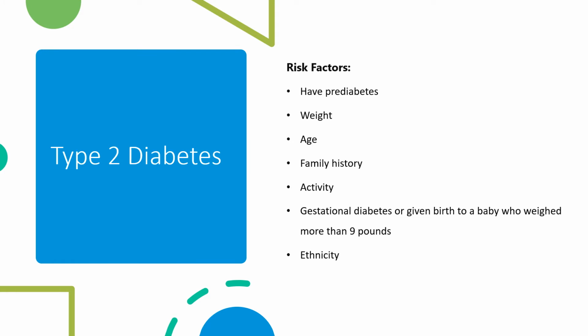Having gestational diabetes or giving birth to a baby who weighed more than 9 pounds. Being African American, Hispanic, Latino American, American Indian, or an Alaskan Native. You can prevent or delay type 2 diabetes with simple proven lifestyle changes, such as losing weight if you are overweight, eating healthier, and getting regular physical activity.